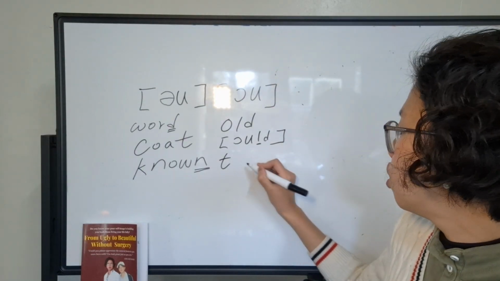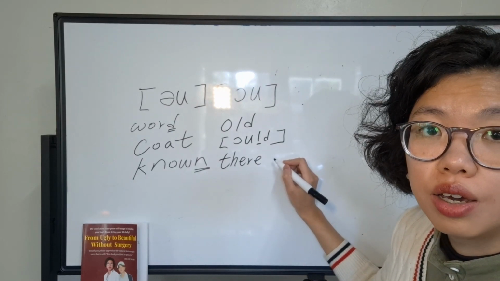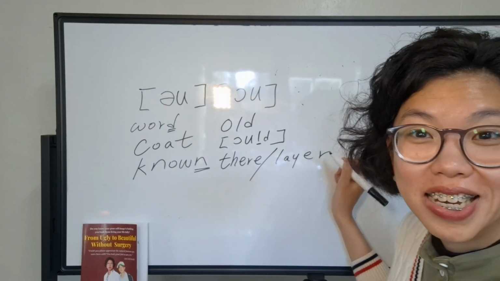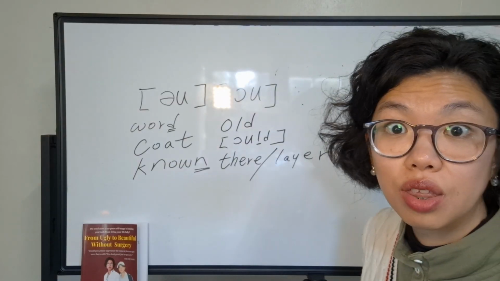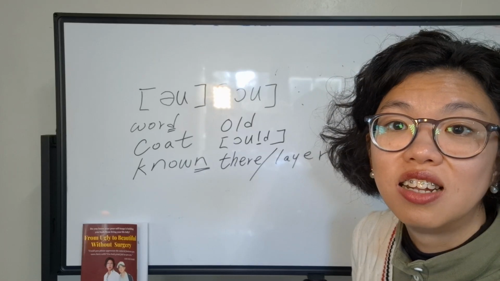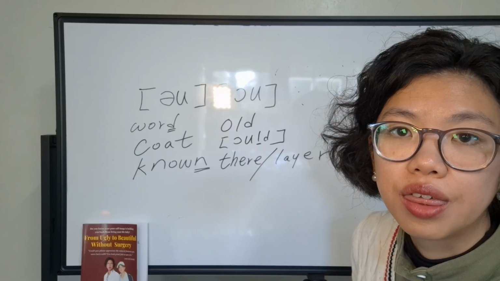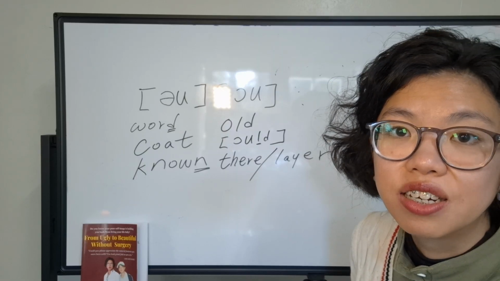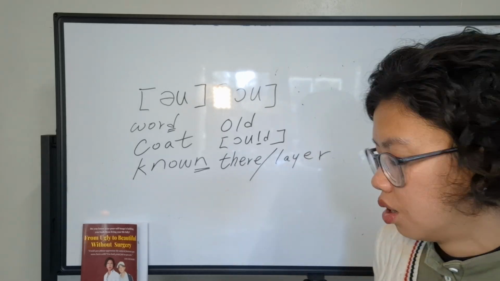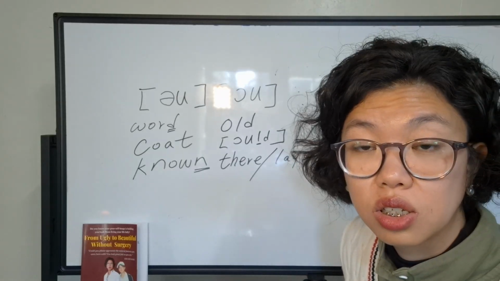So for example, if you have "there," and then the other one is... don't you feel they are very similar? You think they are the same? They are not the same. The second one is "layer, layer." The first one is "there, there." The second one is "layer, layer." Can you hear the difference? That is the reason why you have to position your tongue correctly.